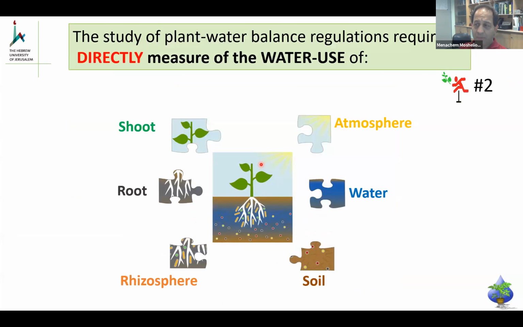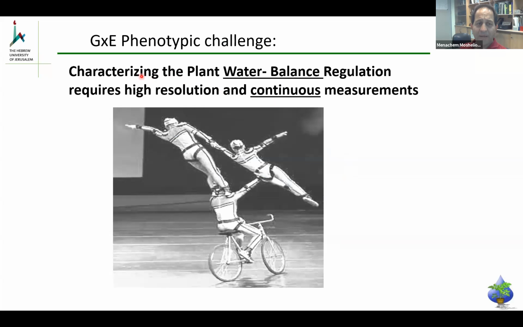So when we look at this second challenge, we know that we want to take shoot traits like transpiration and biomass gain. We want to take root traits like water fluxes. We want to measure the atmosphere, the water in the soil, and so on. Basically, what we want to characterize in the G times E is the plant-water balance regulation. But balance, as it sounds, is very hard to phenotype, okay? Try to imagine you need to phenotype this bicycle triangle, right? It's not going to be easy, and it has to be continuous.